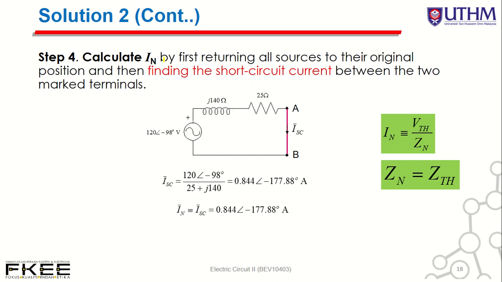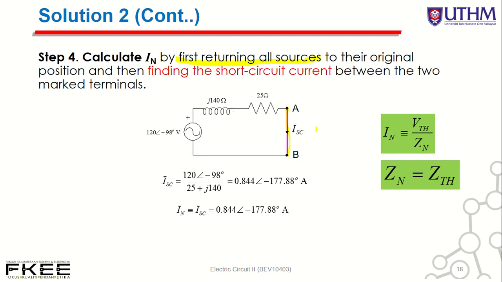I Norton. What you need to do is first return all the sources. We have a voltage source; we need to connect it back to the circuit, to the original position, and then find the short circuit current between the two marked terminals. Basically, we need to determine the short circuit current from point A to B. This is the direction, from A to B. We call it I short circuit. This I short circuit equals I Norton.